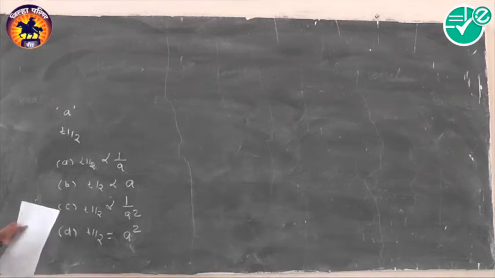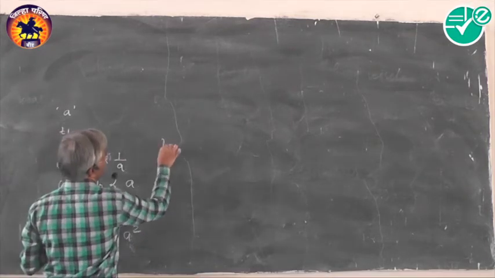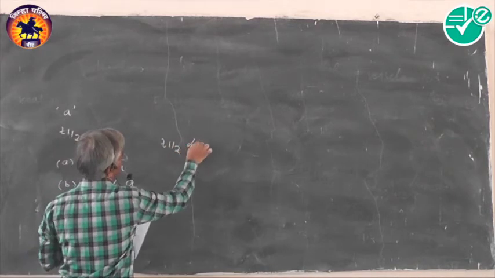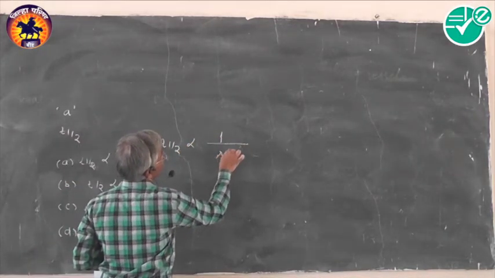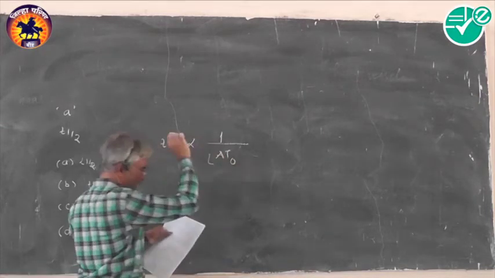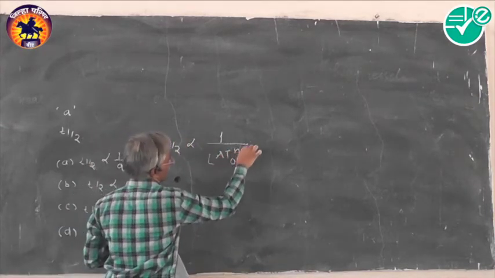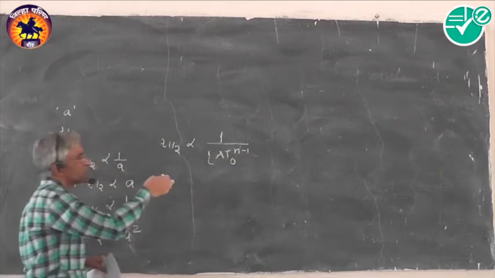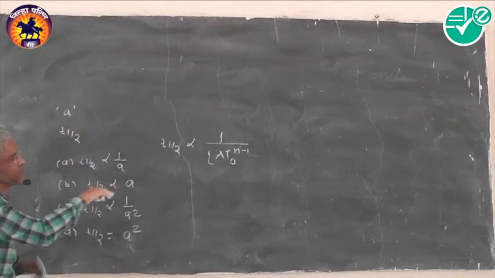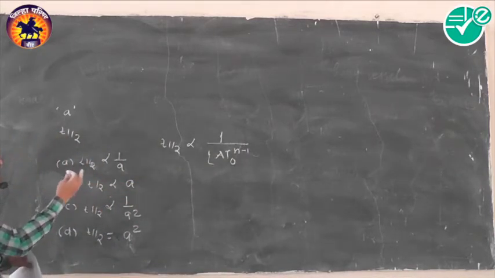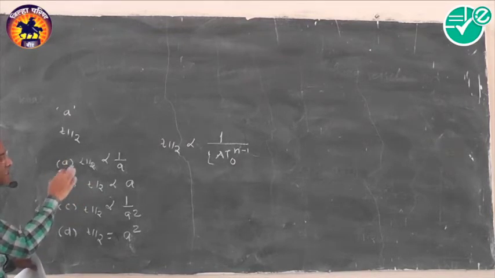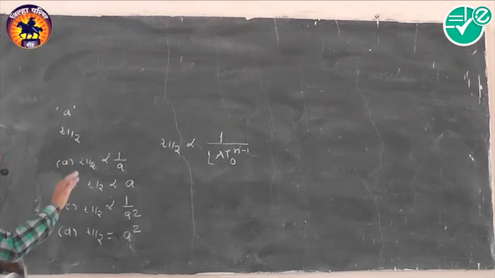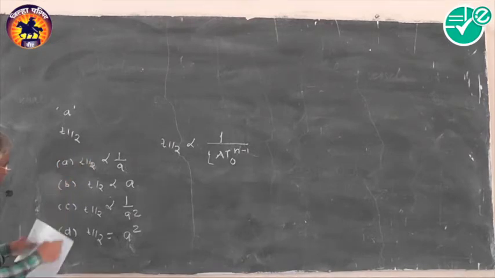that I have already given in my theory lectures, but I will repeat it here. T half is directly proportional to 1 upon initial concentration A0 raised to n minus 1, or we can also write it as T half directly proportional to initial concentration raised to 1 minus n, by taking that in a different way.